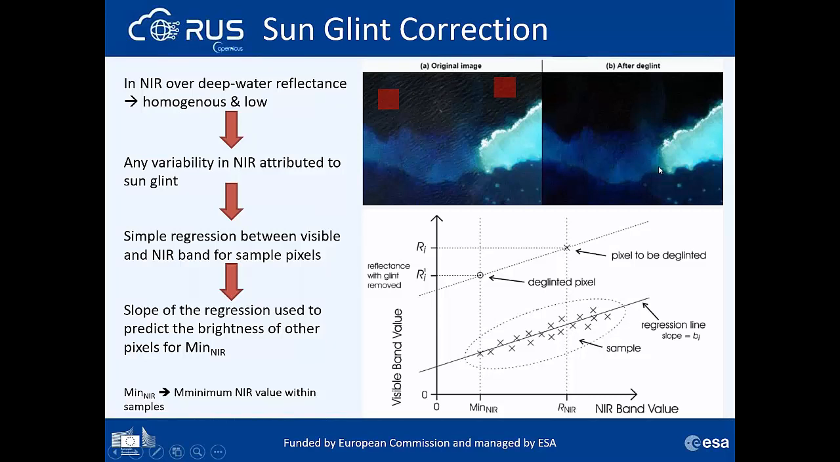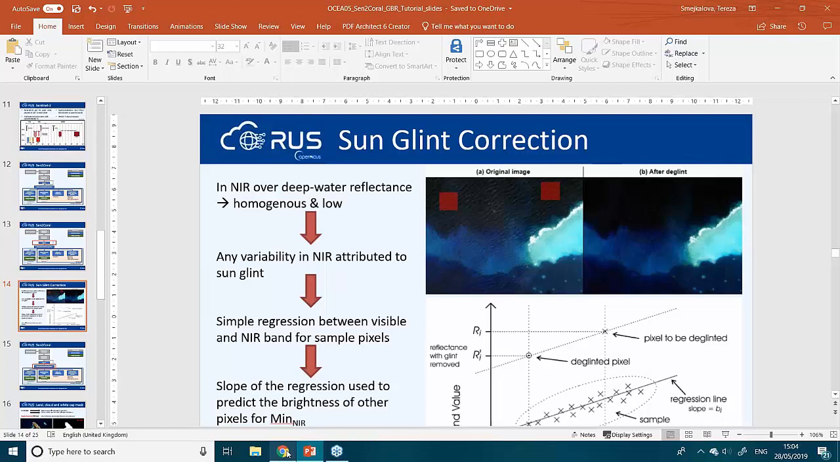So here you can see on this image the effect. Here you can see the sun glint on the waves and here you can see the deglinted image. Okay, so let's go back to the virtual machine and let's actually perform this.